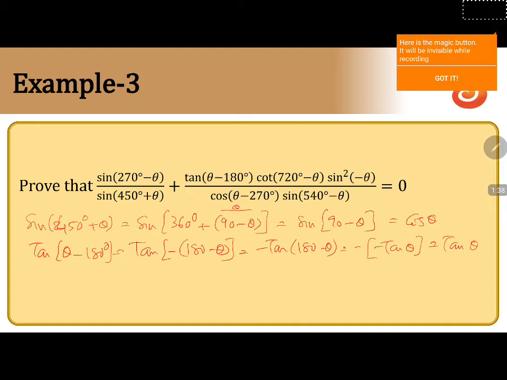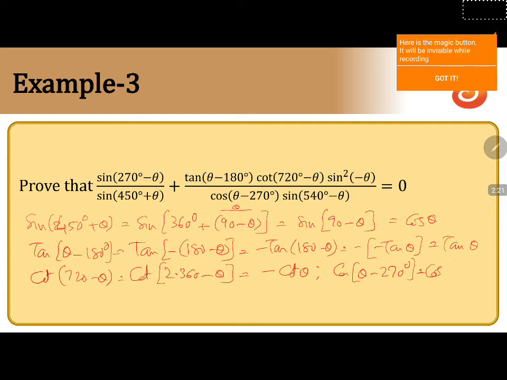Then we will take cot of 720 minus theta. This is very easy. Cot 2 into 360 minus theta. 2 into 360 minus theta lies in fourth quadrant. Fourth quadrant, cot is negative. Since 360 is there, no change. So minus cot theta.